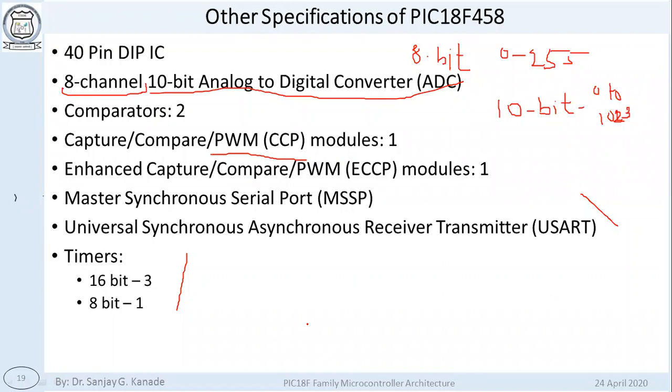Okay. You have 4 timers. You have 8 ADCs, and 2 more better ADCs, 10-bit ADCs. Okay. So that's why this microcontroller is considered much more advanced than the 8051.